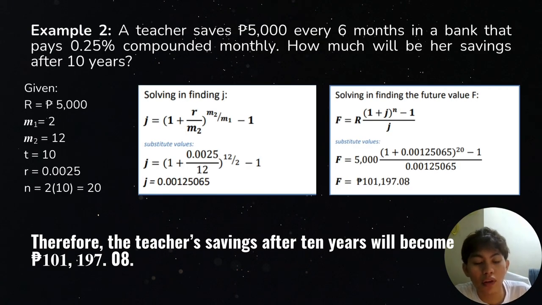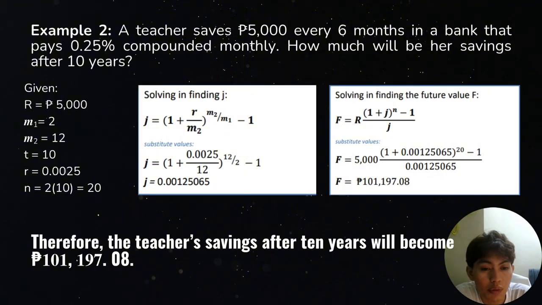Here is another example to solidify our knowledge in finding the future value of a general ordinary annuity. A teacher saves 5,000 pesos every 6 months in a bank that pays 0.25% compounded monthly. How much will be her savings after 10 years?